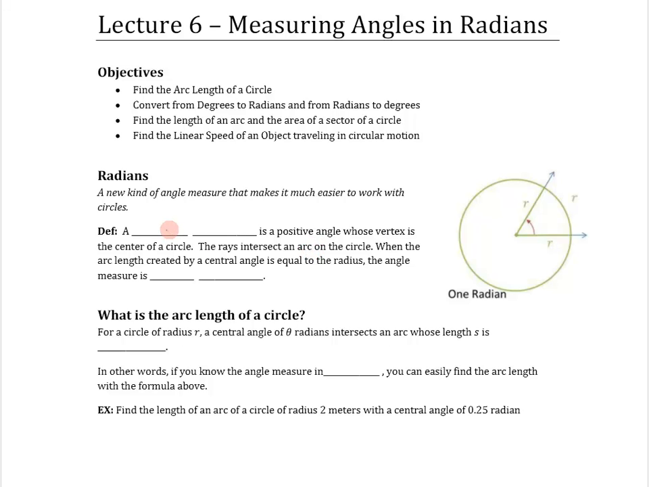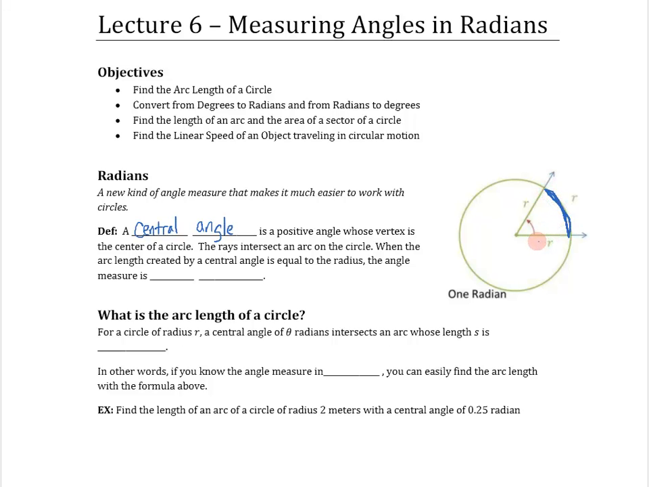To begin with, let's define the concept of a central angle. Central angle basically means any angle where the intersection of the terminal and starting or initial side is at the center of a circle. So a central angle is a positive angle whose vertex is the center of a circle. When the rays intersect the circle, it creates this arc out here. That's what we're going to call an arc.